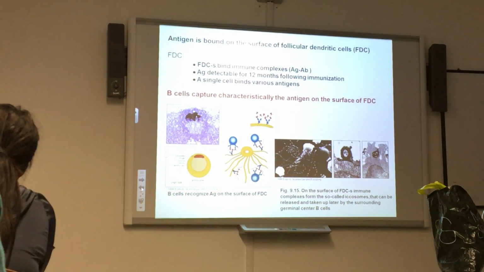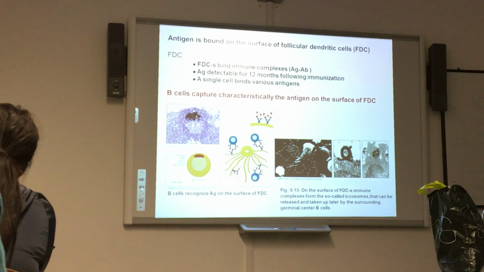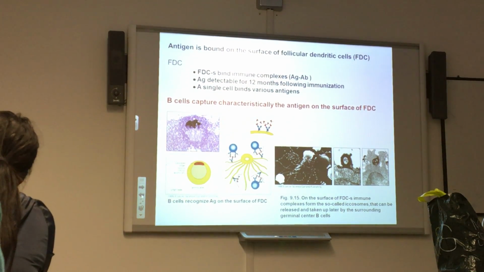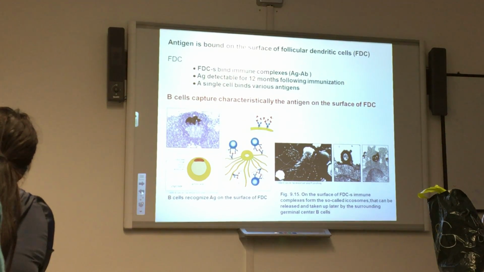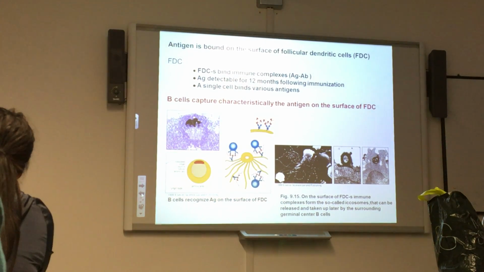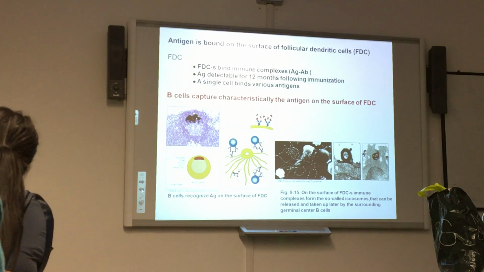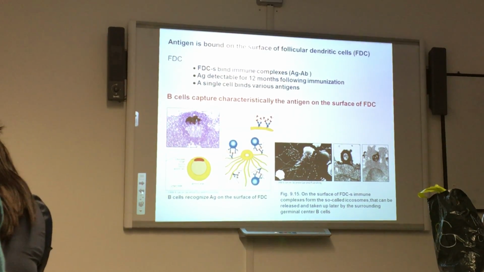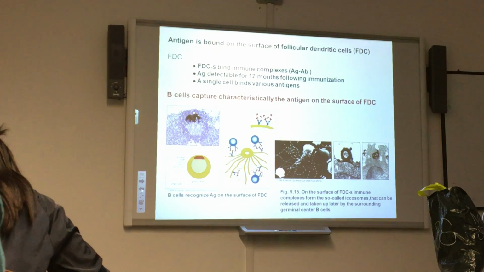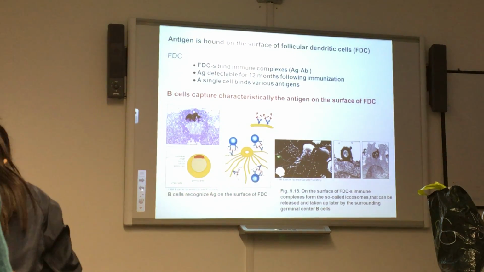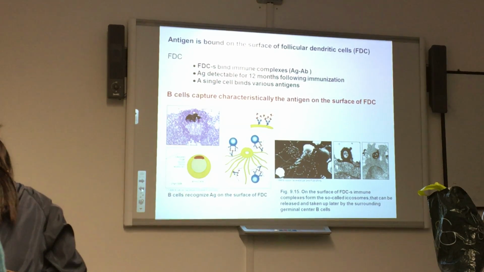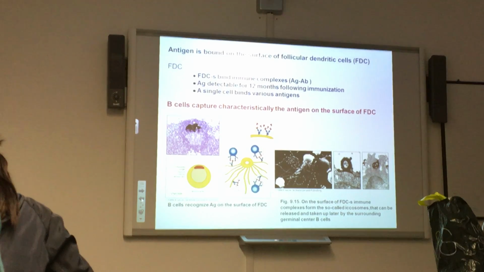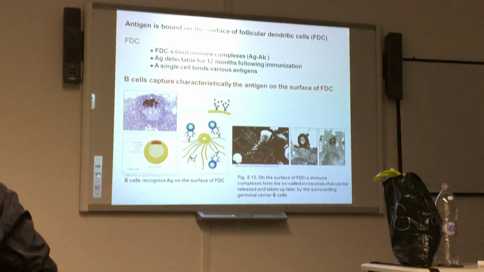When they recognize the antibody in the immune complex, they bind to the Fc receptors. When they recognize the complement fragment in the immune complex, they bind with their complement receptors. Okay, and that is the function of these FDCs. So they present the antigen to the B cells, but also contain these immune complexes for a long time.